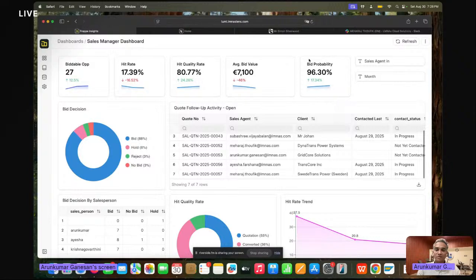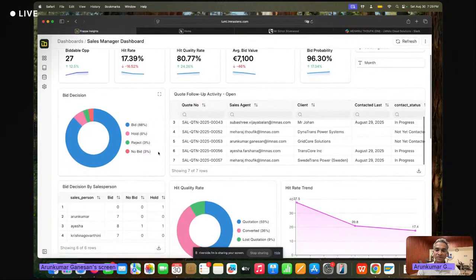So what could be improved here? We could either train them on how to qualify a bid, qualify an opportunity, or bring Lumi, the AI, into the picture to assist the agent to qualify a bid. That is one thing we could do. On the hit rate, it is only 17 percent. Why? There are n number of reasons you could find here.